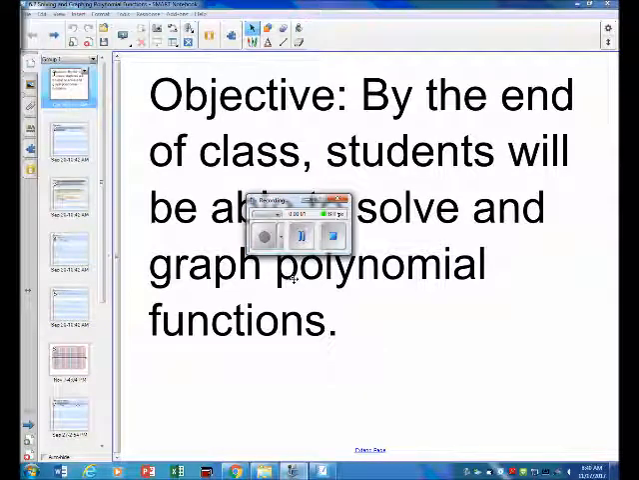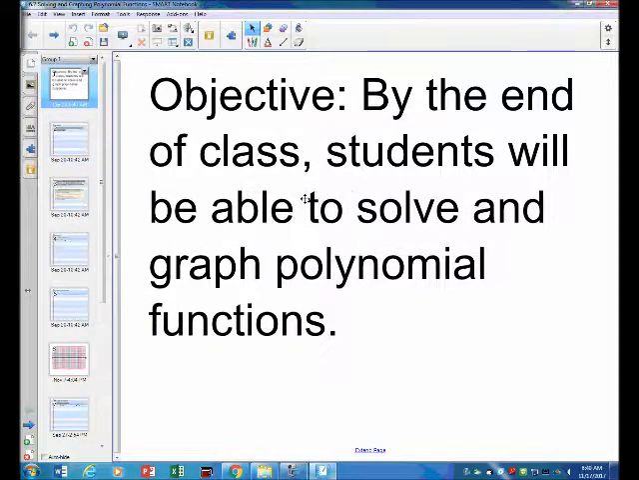Okay, so for today's objective, we are going to solve more polynomial functions, but we're going to go a step further, and based on what you were taught on Monday, looking at the end behavior and how many intercepts you'd be looking for, we're going to ultimately focus on graphing these polynomial functions.